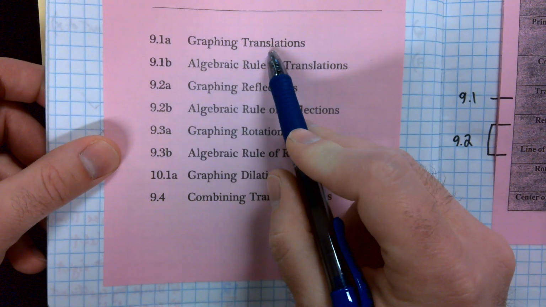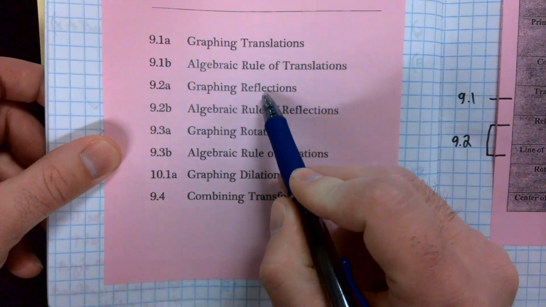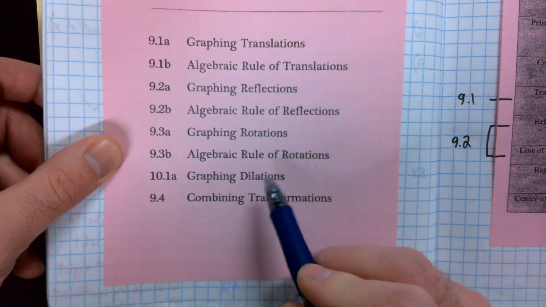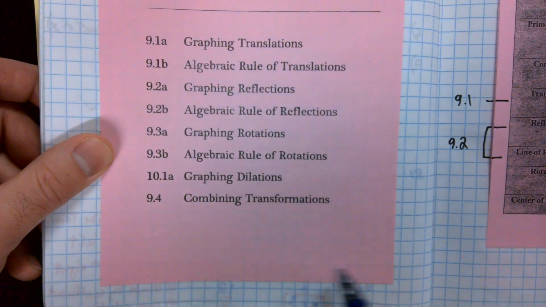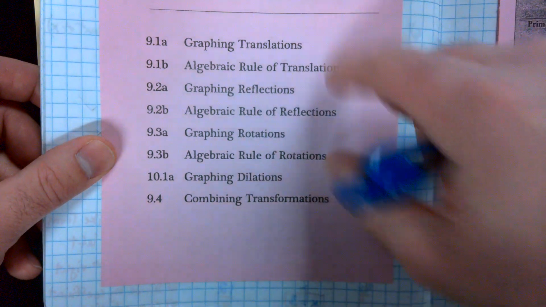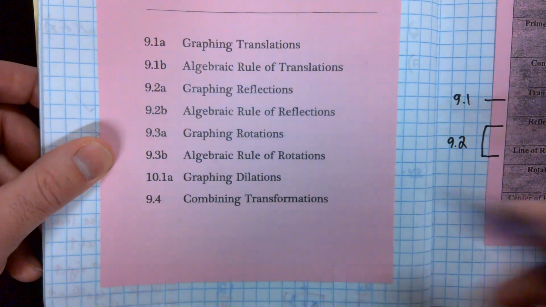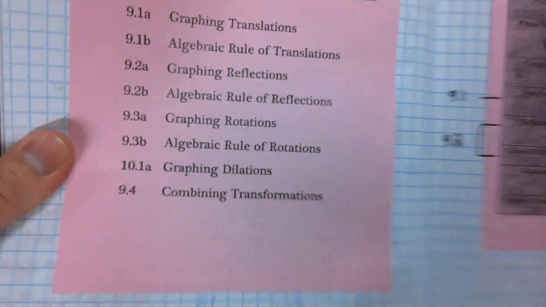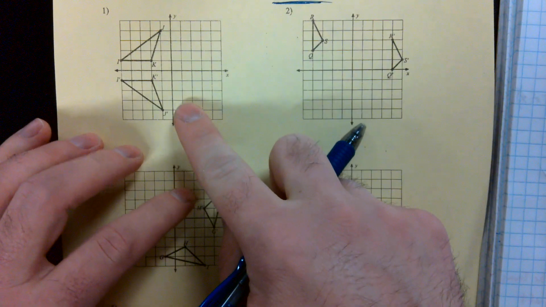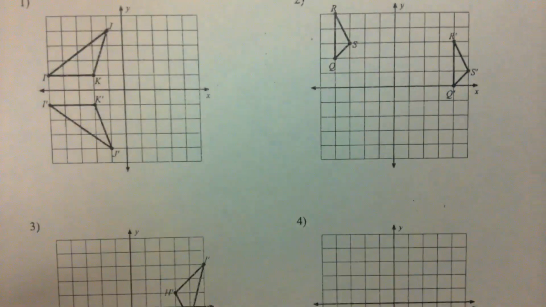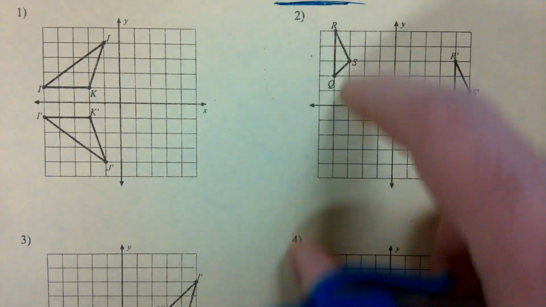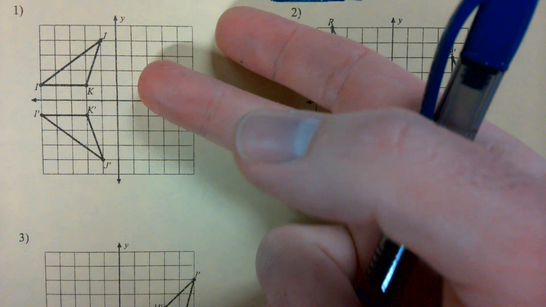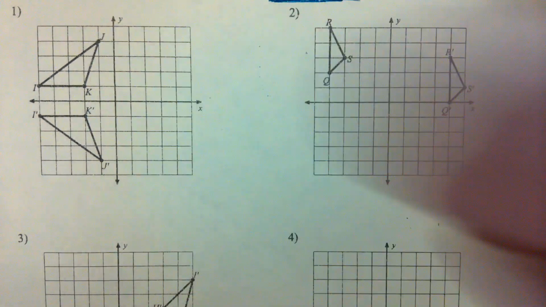I can see here we have translations, we have reflections, we have rotations, and we have dilations. We're not going to worry about dilations. You'll learn more about those next year. We're just going to focus on the big 3. Translations, reflections, and rotations. So if I look at this first problem, number 1, what does that look like to you? Does it look like we slid our figure over? Does it look like we flipped our figure? Or does it look like we turned our figure?